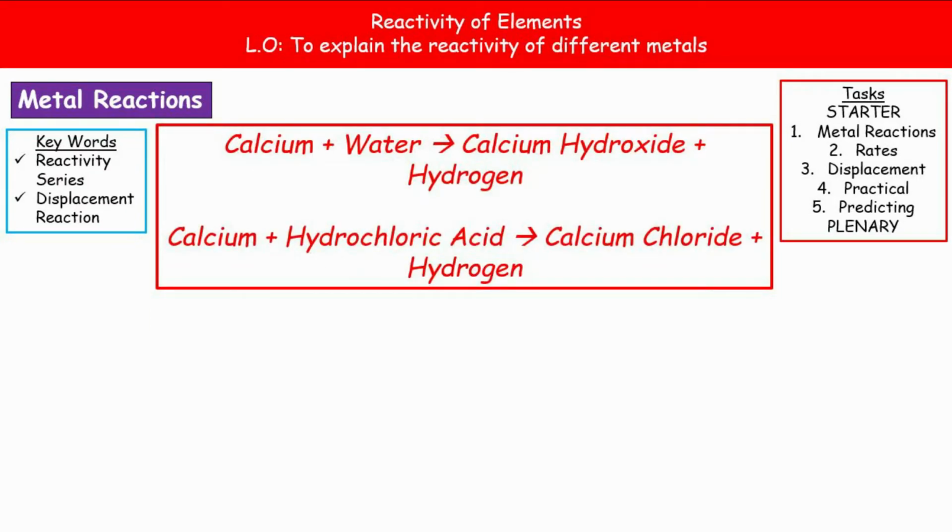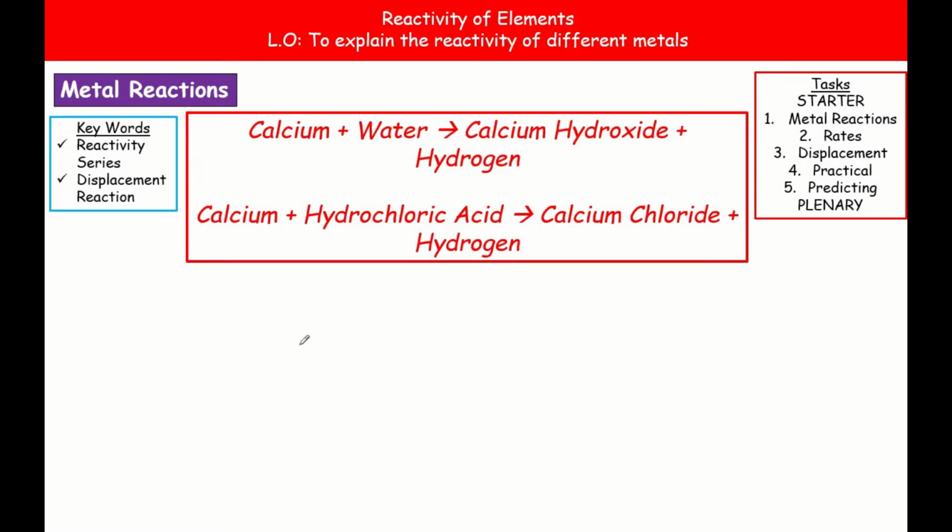If we start with the word equations then, hopefully for the first one you got calcium plus water makes calcium hydroxide plus hydrogen. 1 mark if you got that right. And then calcium plus hydrochloric acid makes calcium chloride plus hydrogen. Give yourself a tick if you got that one right.